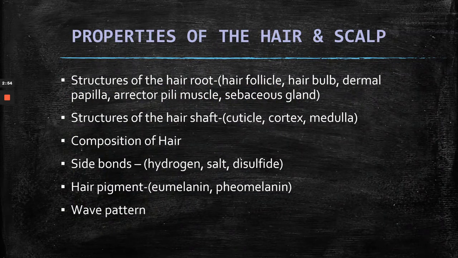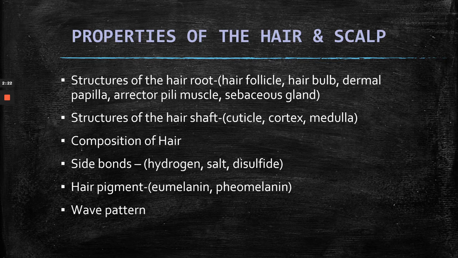Properties of the hair and scalp, you want to make sure that we list the glossary terms of the following: structures of the hair root, hair follicle, hair bulb, dermal papilla, the erector pili muscle, which is responsible for your goosebumps, sebaceous glands, structures of the hair shaft, the cuticle, which is the outermost layer of the hair strand, the cortex, which is the second layer of the hair strand, and medulla, which is the inner portion of the hair strand, not found in fine hair.